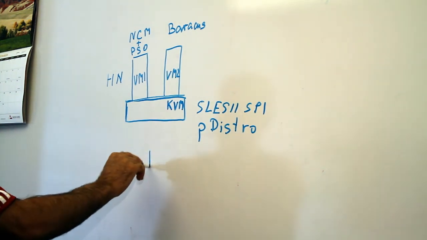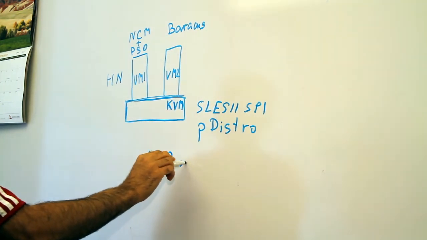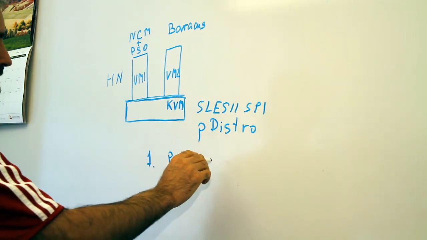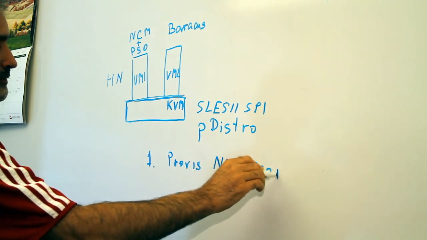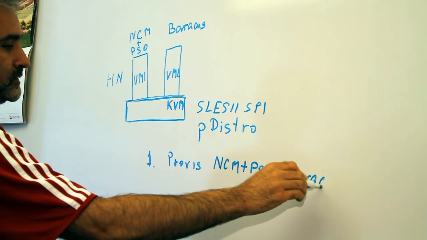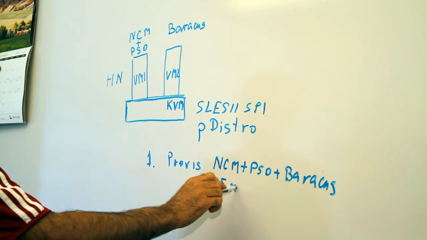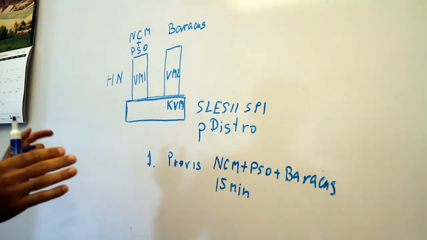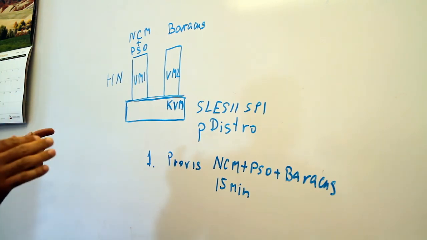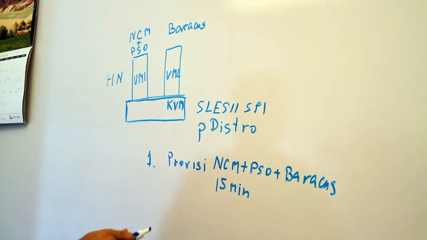I will write down this agenda on a board. First it will be the provisioning of NCM plus PSO plus Baracus, and this will take only 15 minutes. So I don't want to bore you with the video; we obviously are not going to show you the entire length of this. You will see the beginning of it, and then you will see the end of this provisioning part, so that you don't get bored just watching the video.